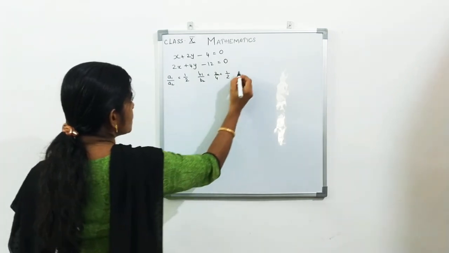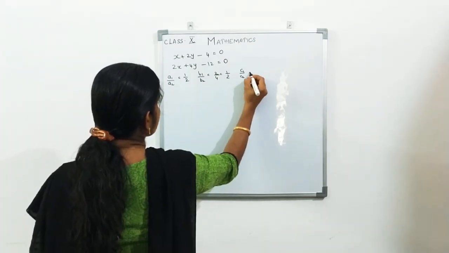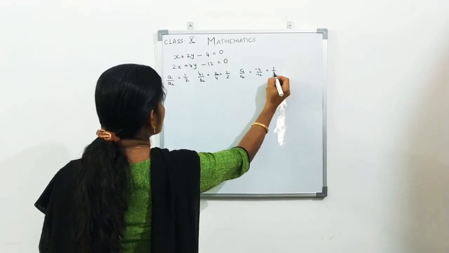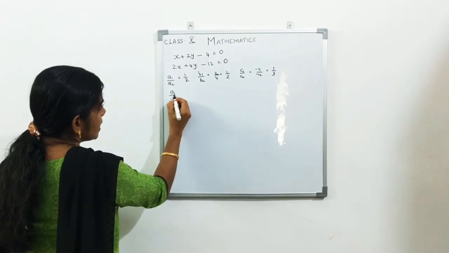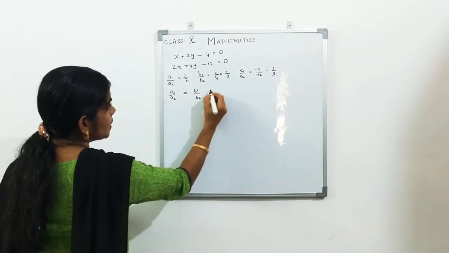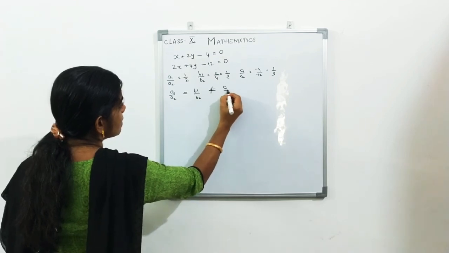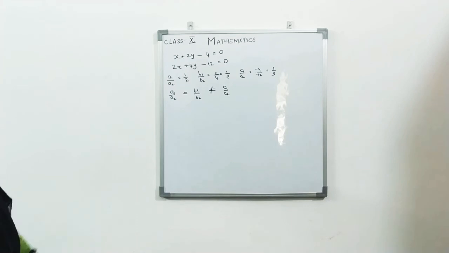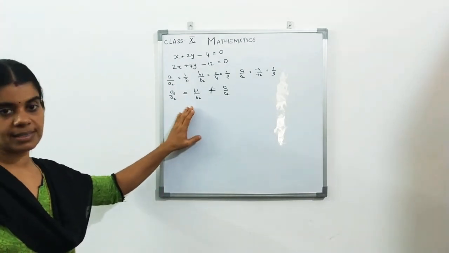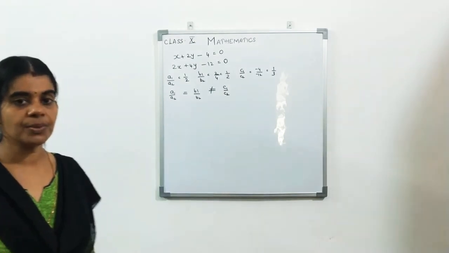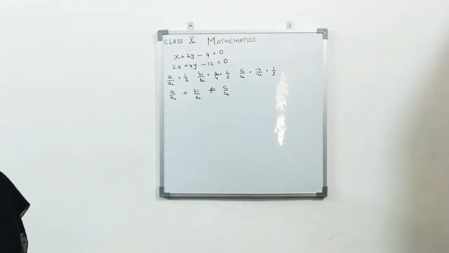What will be the value of c1 by c2? Minus 4 by minus 12, that is equal to 1 by 3. Then a1 by a2 equal to b1 by b2 not equal to c1 by c2. Then which type of lines will you get? It will be parallel lines. a1 by a2 equal to b1 by b2 not equal to c1 by c2, then surely you will get parallel lines.